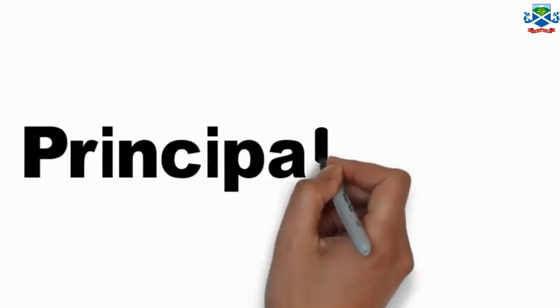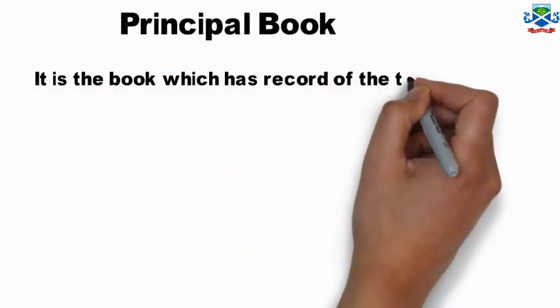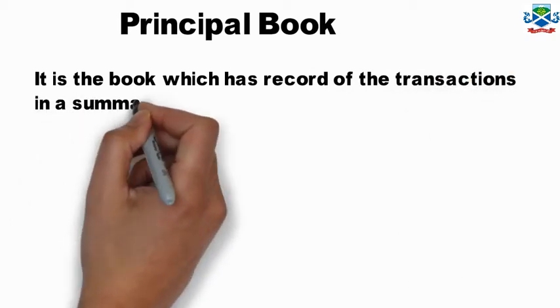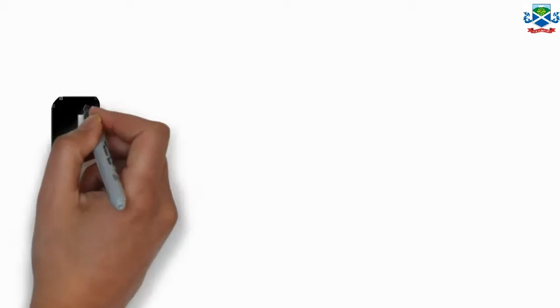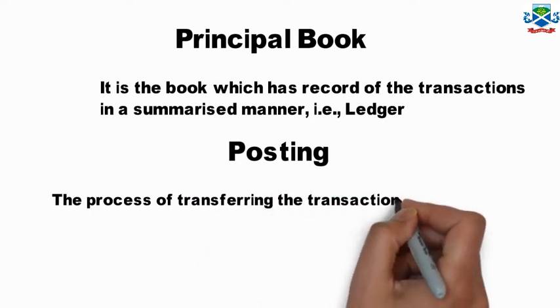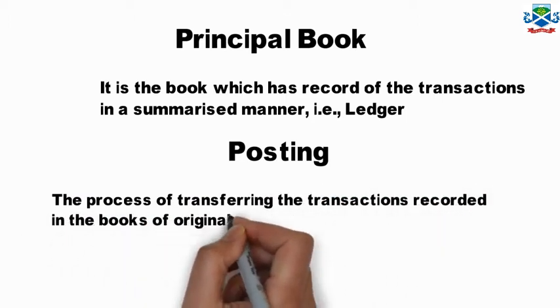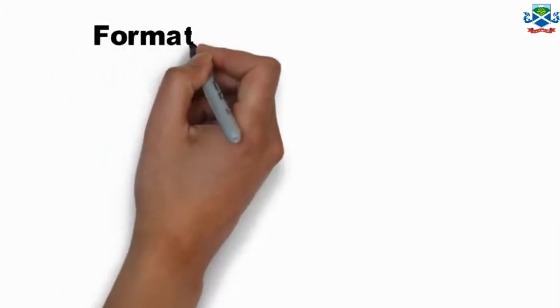So what is principal book? Principal book is the book which has record of the transactions in a summarized manner, that is called ledger. So what is posting then? The process of transferring the transaction recorded in the journal book, that is original entry, into the account in the ledger is called posting.